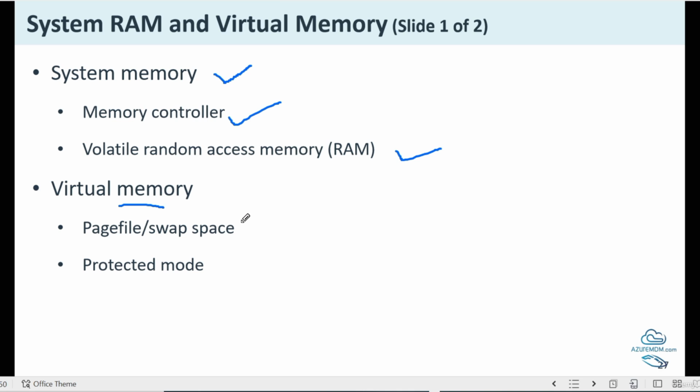Now, what is virtual memory? A system that uses part of the hard drive as extra RAM when physical memory runs low. Page file, swap space. The reserved area on a storage drive used by virtual RAM to extend available RAM. Protected mode. It is a CPU operating mode that prevents programs from crashing the system by restricting direct hardware access.